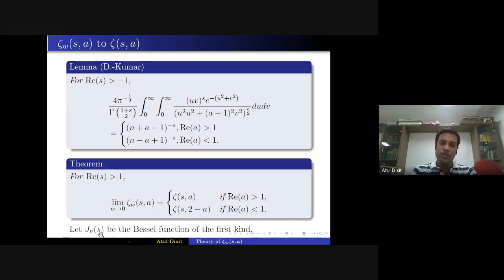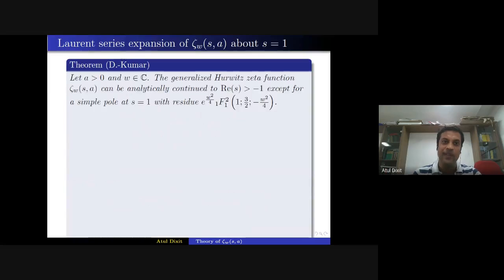Now let J sub nu of s denote the Bessel function of the first kind. See, whenever we have a new zeta function, if you work only with real s greater than 1, this is not going to be interesting. One should try to see if there is analytic continuation beyond the right half plane, real s greater than 1, I mean to the left of it. And so once we encountered this new zeta function, our next job was to try to obtain all of its properties that we are able to. So this is one of the main ones.